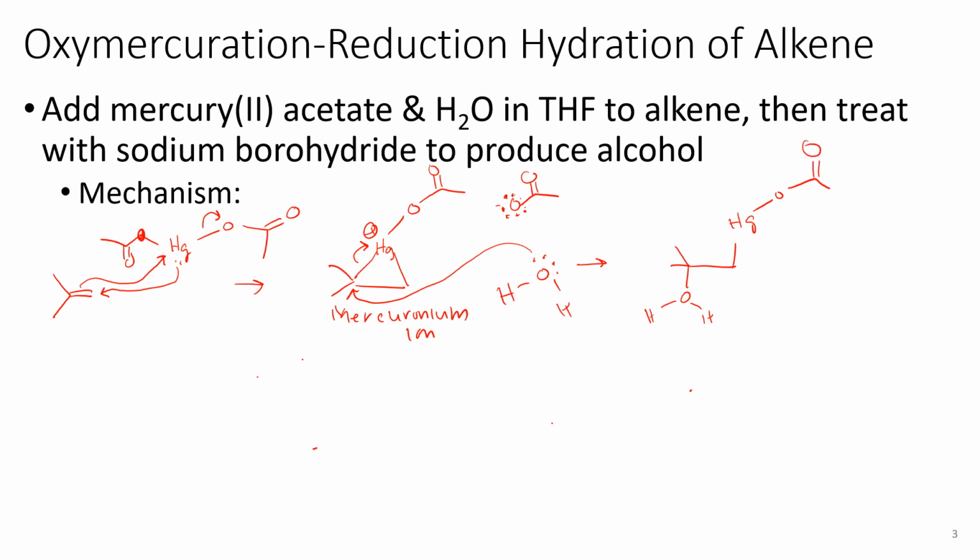So now from here, we still have a protonated alcohol species because we added water. So we will need to come in and deprotonate. Typically our water will deprotonate it for us so that we end up getting that initial compound that we looked at, which is the alcohol, as well as having the mercury on our alkene as well.